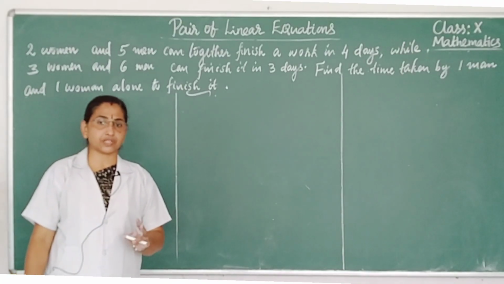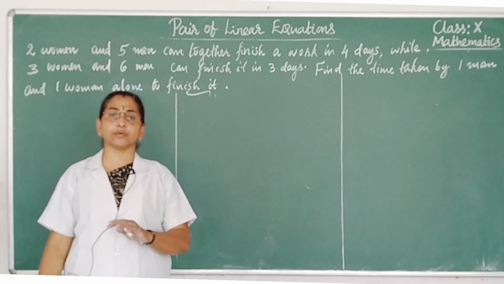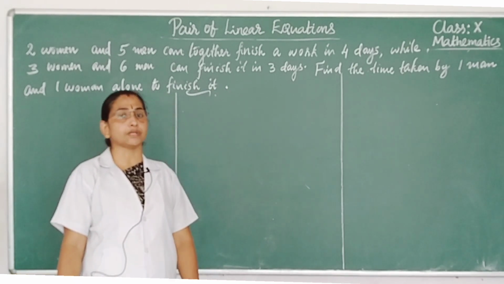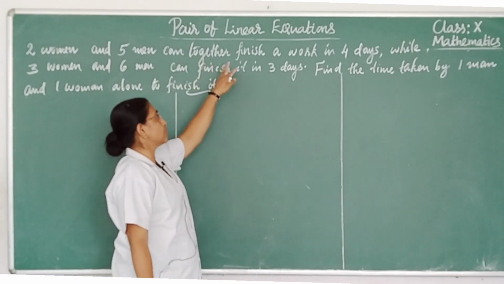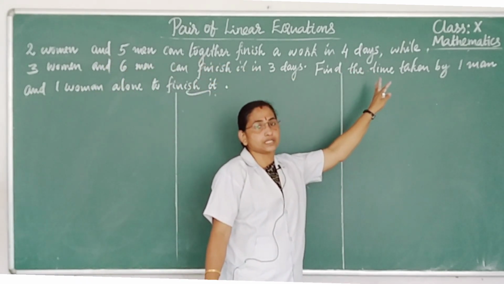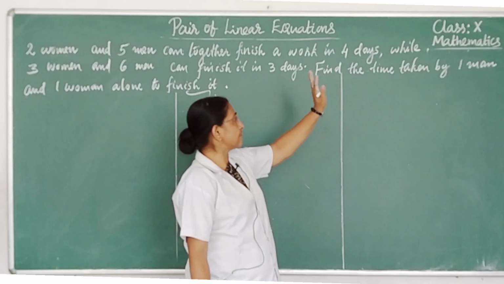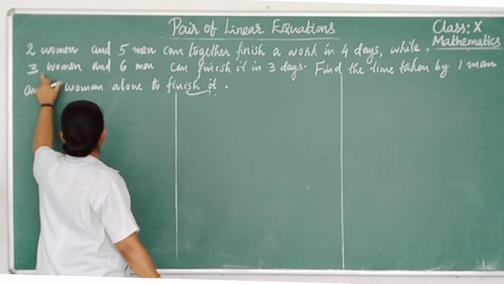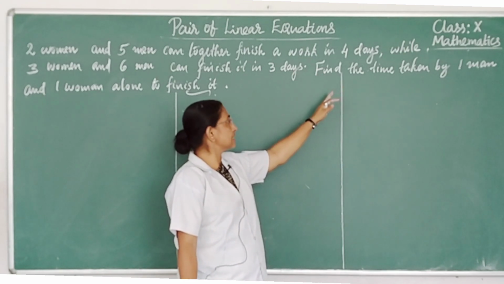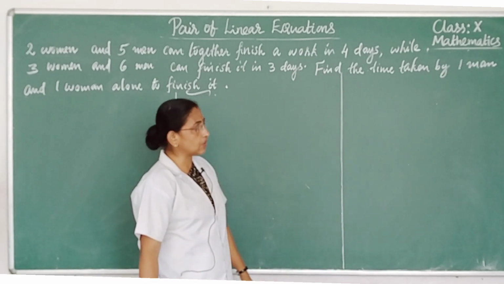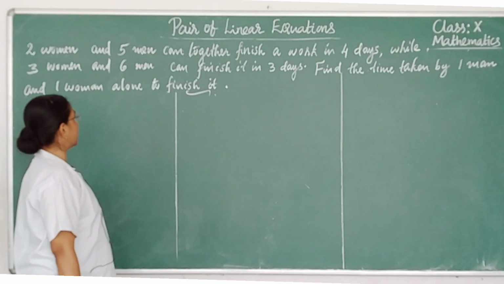Come to the second application question. Application questions seem to be very important, especially in reducible equations. 2 women and 5 men can together finish a work in 4 days. This is a daily life question. While 3 women and 6 men can finish the same work in 3 days. Find the time taken by 1 man and 1 woman alone to finish it.